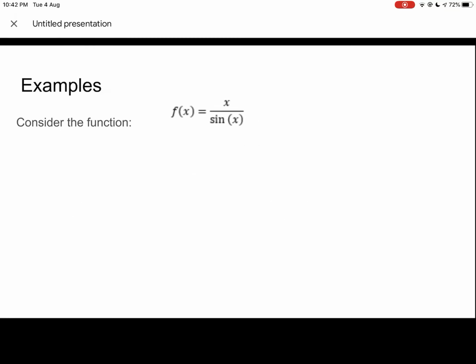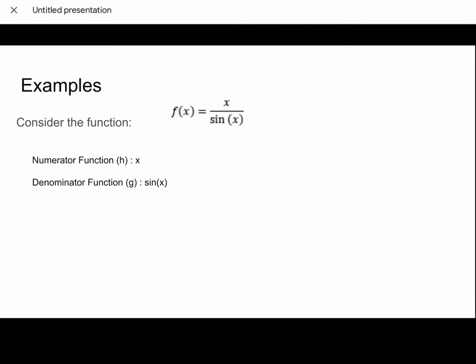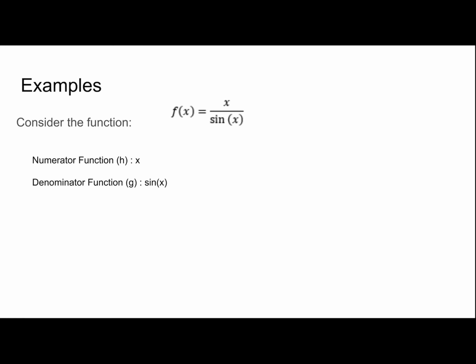Okay, consider the function f of x equals x over sine of x. This is a quotient rule because x is a function of x and sine of x is a function of x, and they're divided by each other. In this case, I've set the numerator function to be x, and I've named this variable as h. You don't actually have to name this variable h. You can say it's a, b, z, anything. But just for this specific case, I've set it to be h. For the denominator function, I've called it g, and that is sine of x.